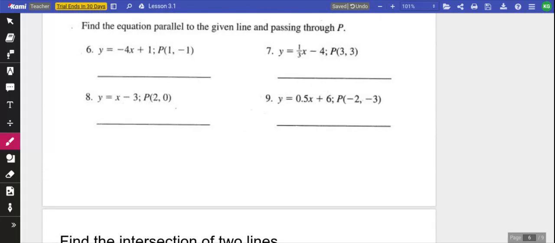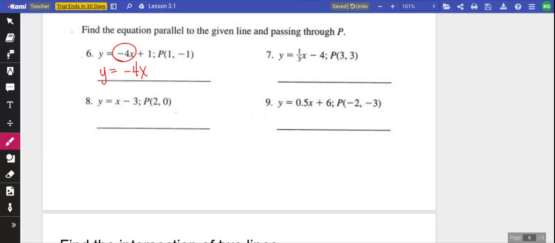So number 6 says find the equation parallel to the given line, but going through point (1, -1). Since I know that the line I'm going to write is parallel to this line given, I'm just going to start with y equals -4x because they have to have the same slope. What I don't know, though, is my b.